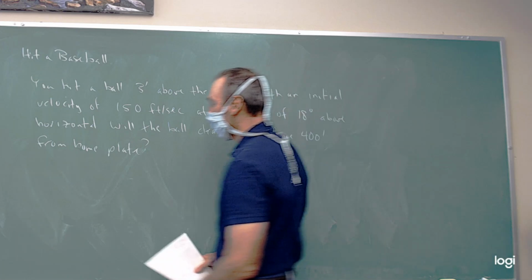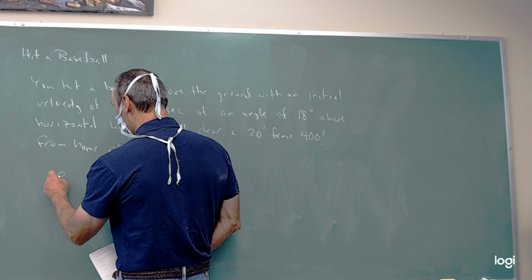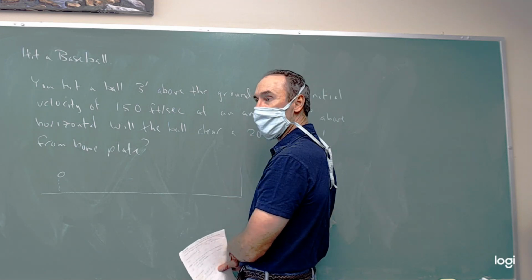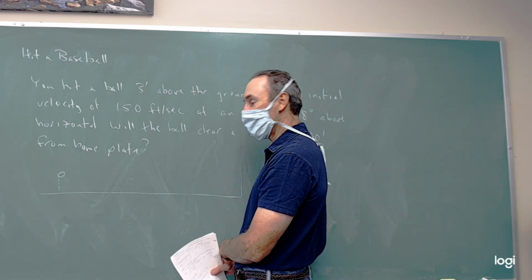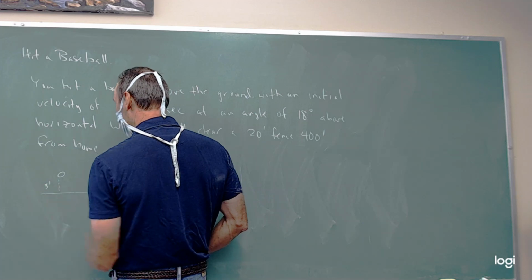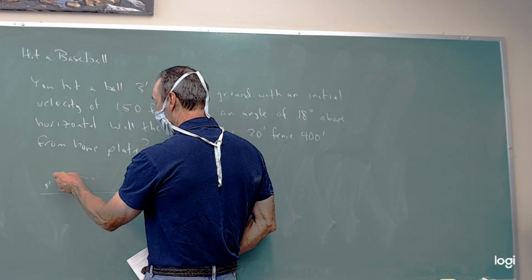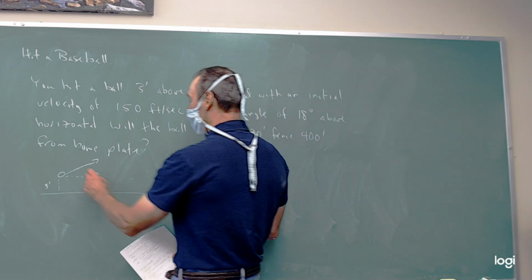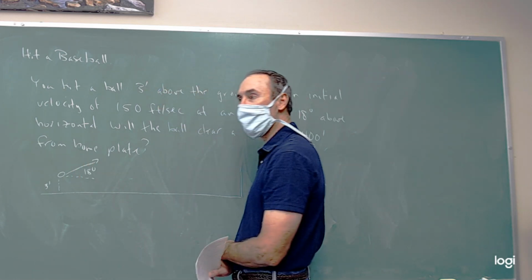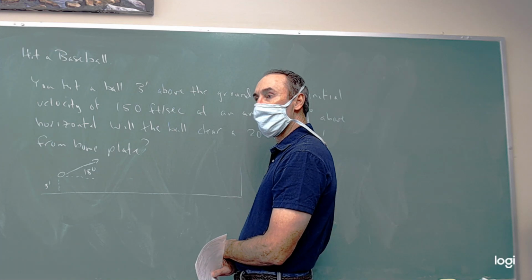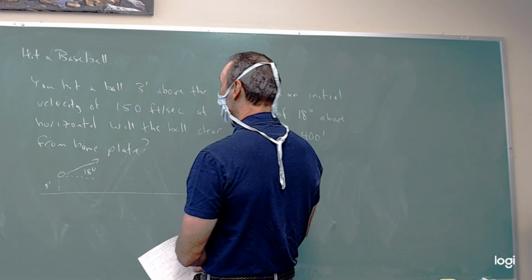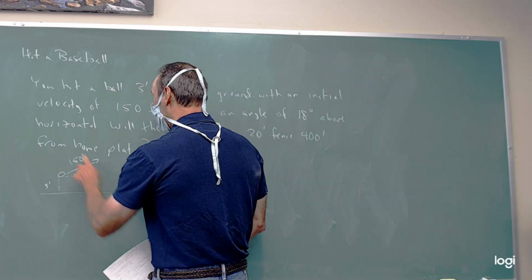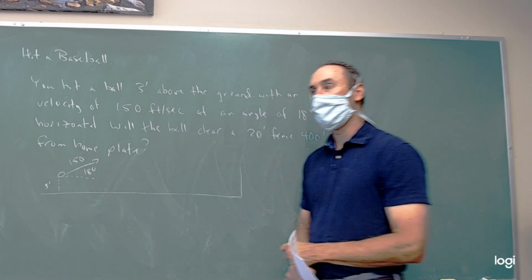Okay, so there's the ball, there's the ground, there's the fence. This thing is 3 feet above the ground. The trajectory of that ball, when we hit it, is going to be 18 degrees above horizontal. It's going at 150 feet per second. That's the magnitude of that vector, 150 feet per second.